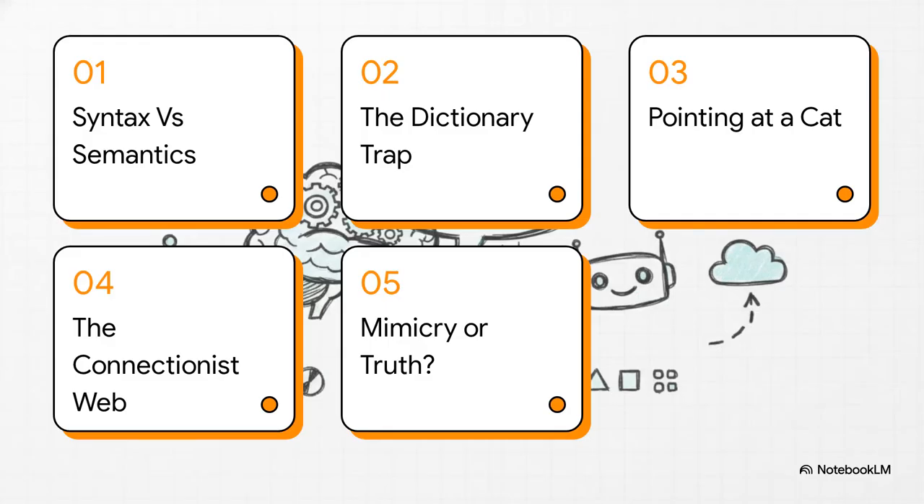Here's our syllabus for today's Explainer. We're going to kick things off with syntax versus semantics, look at the dictionary trap, and explore the classic idea of pointing at a cat. Then, we'll dive into the connectionist web, and finally weigh in on the big one, mimicry or true comprehension.